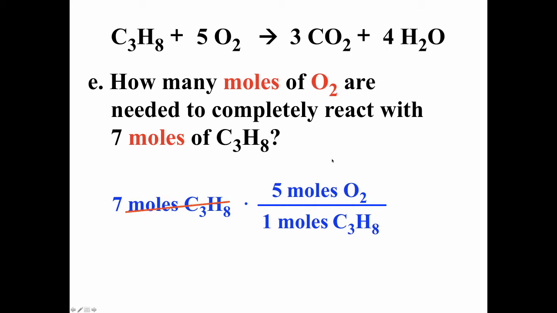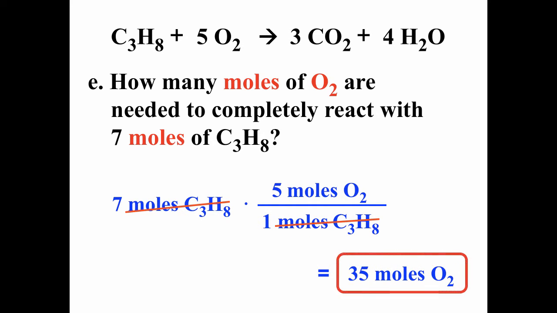So 7 moles of propane times 5 moles of oxygen per 1 mole of propane gives us the same number as before, 35, but it's now 35 moles of oxygen because we're dealing with moles in this problem rather than the molecules we dealt with in the previous problem, but the ratio is the same.